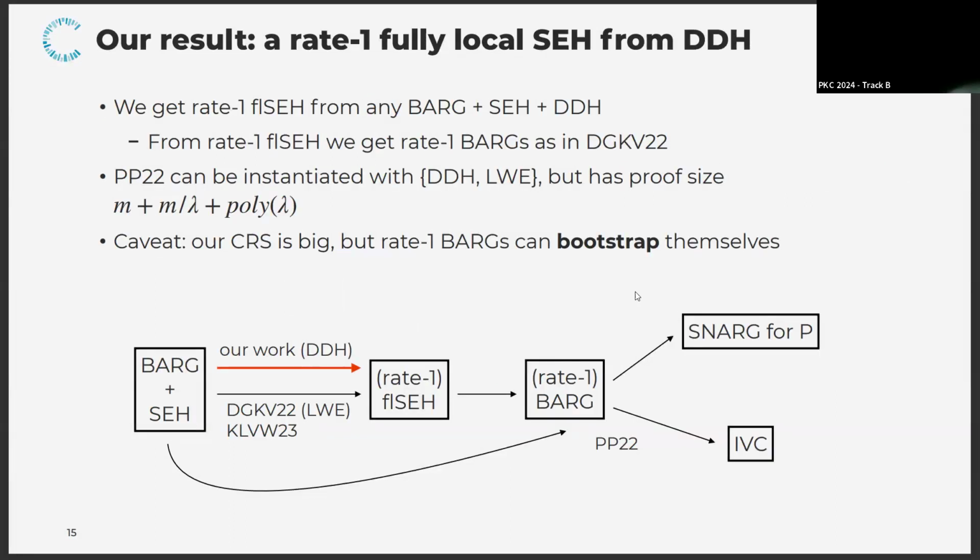Again, what we are doing is building this rate-1 fully local SEH from any BARG and any SEH plus DDH, and both of those primitives can be built from DDH, so we get rate-1 BARGs from DDH. This was a result already known from the Paneth and Pass paper, but theirs are not actually rate one, they are rate 1 plus 1 over lambda. So ours is a bit better.